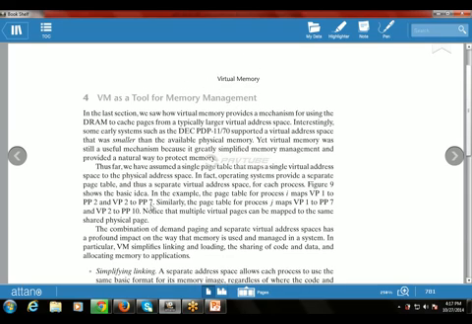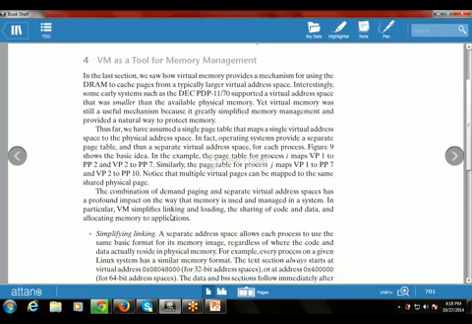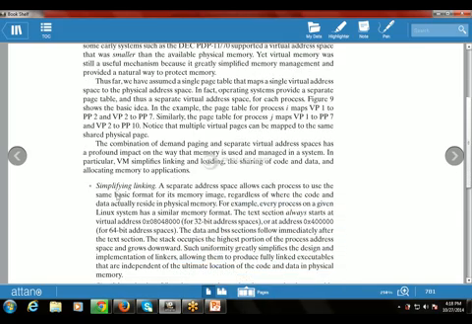In the last class, we started with VM as a tool for memory management, that is, how virtual memory is used as a tool for managing memory. We studied the advantages, why we are using virtual memory. It simplifies the loading, linking, sharing, and allocation of memory to the application. These are the points that show how virtual memory is used for memory management.